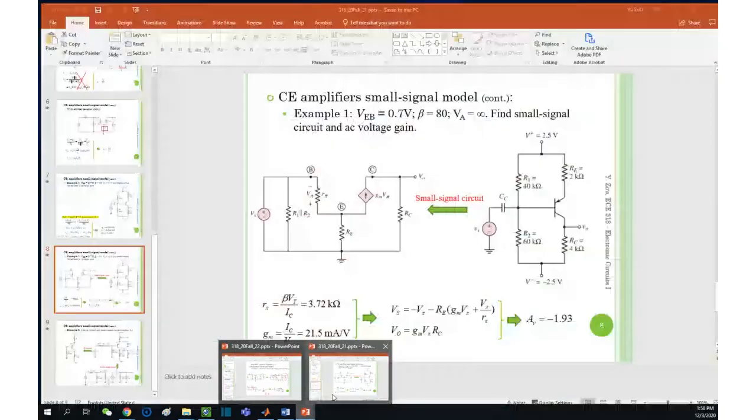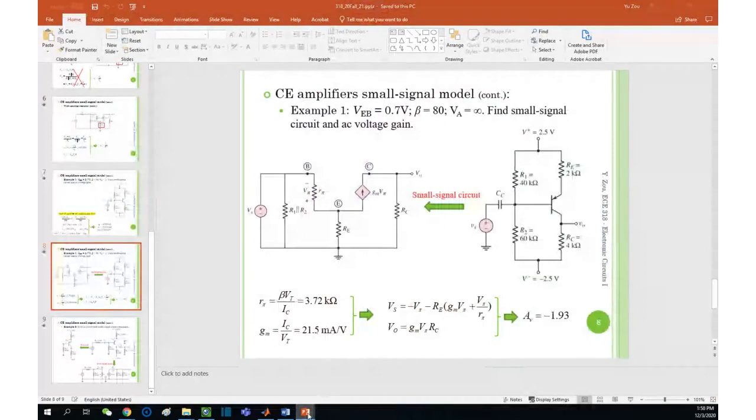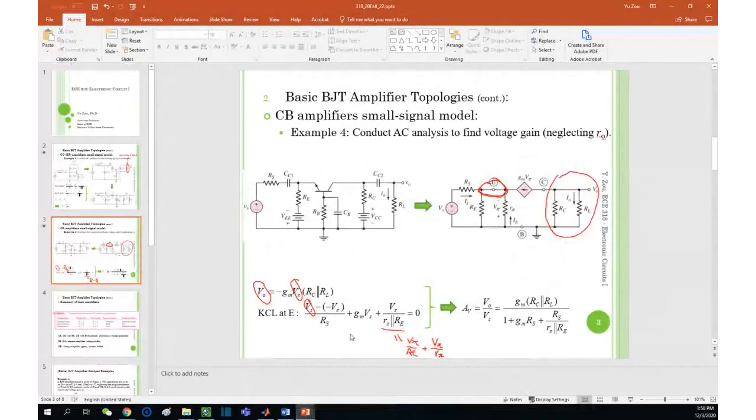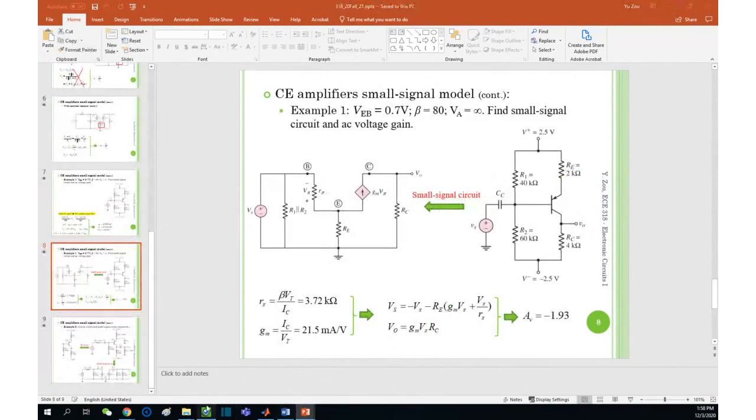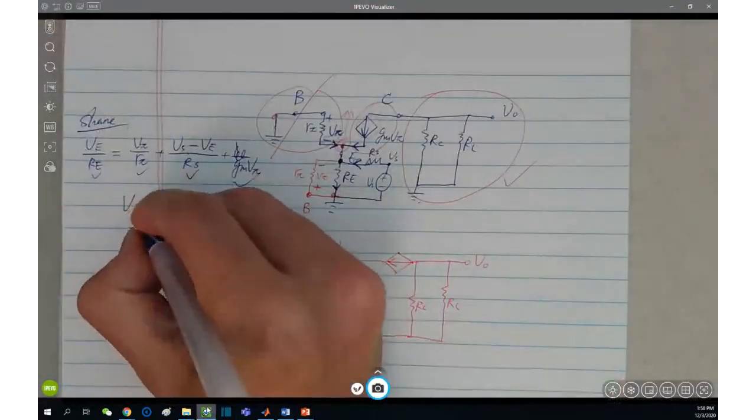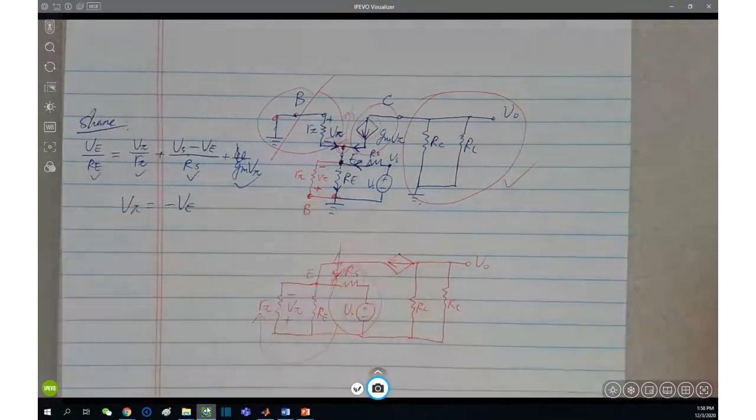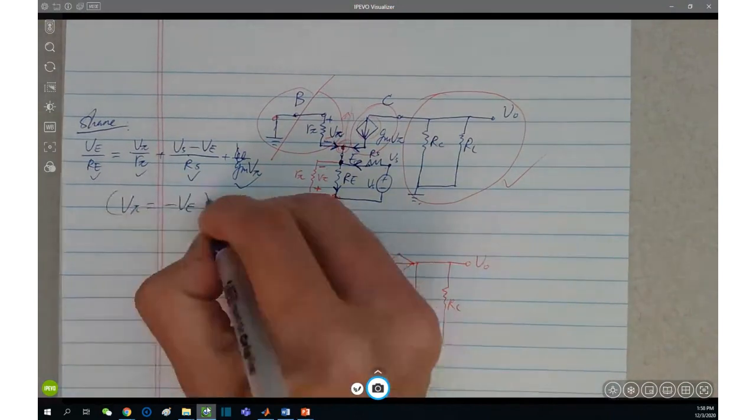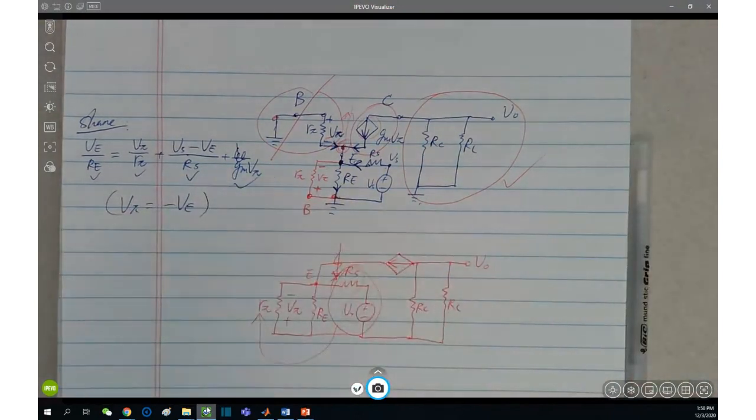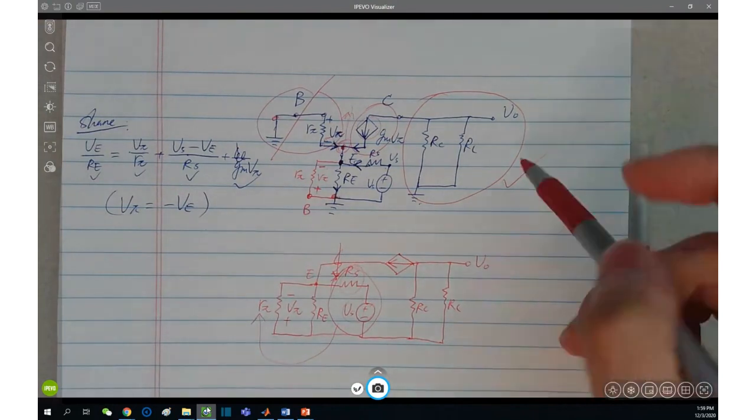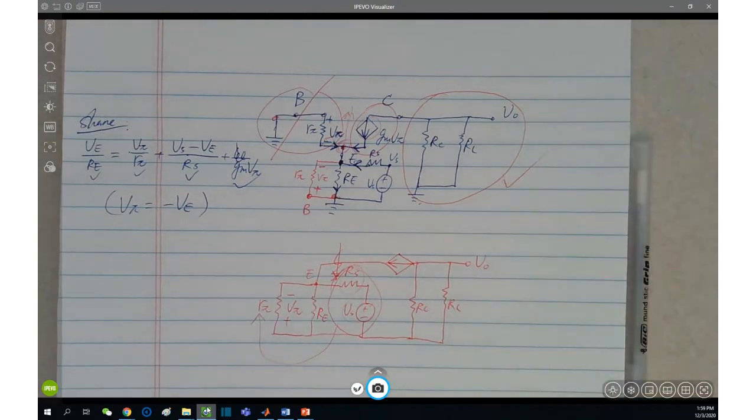Let me see mine. This is mine. A little bit different, but actually the same equation, because of the fact that V pi equals negative VE. VE equals negative V pi. Because of this, his equation is the same as mine. It's the correct equation, no problem. And the output equation part, as I said, is the easiest part, right? It shouldn't be a big deal.